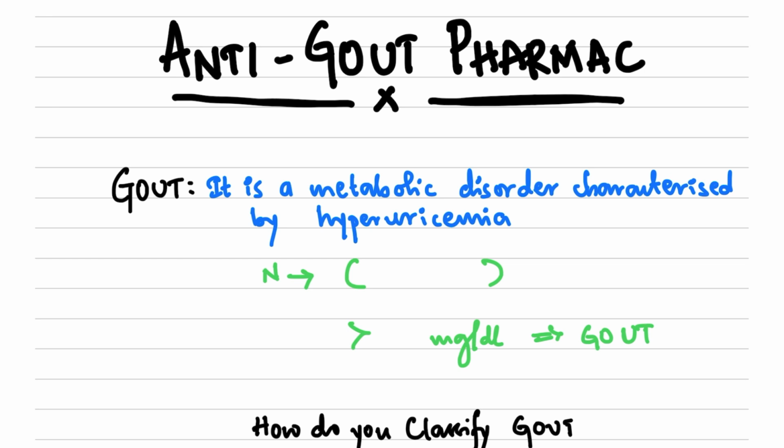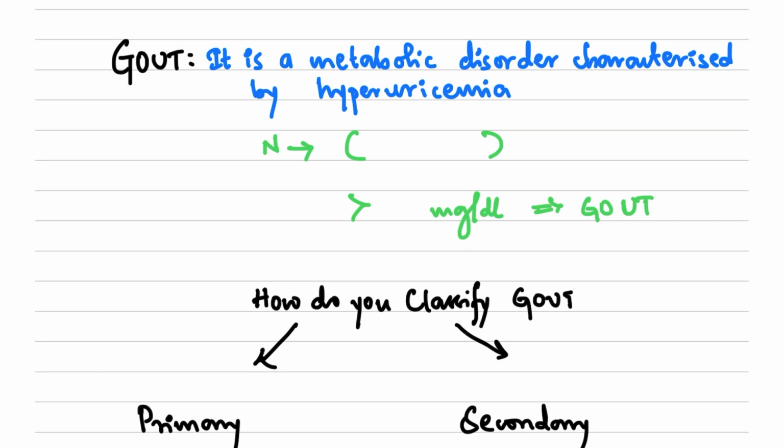So what do you mean by gout? Gout is a metabolic disorder which is characterized by hyperuricemia. So you might think, okay, it is hyperuricemia. So what are the normal uric acid levels in the serum? Normal uric acid levels in the serum range from 2 to 6 milligrams per deciliter.